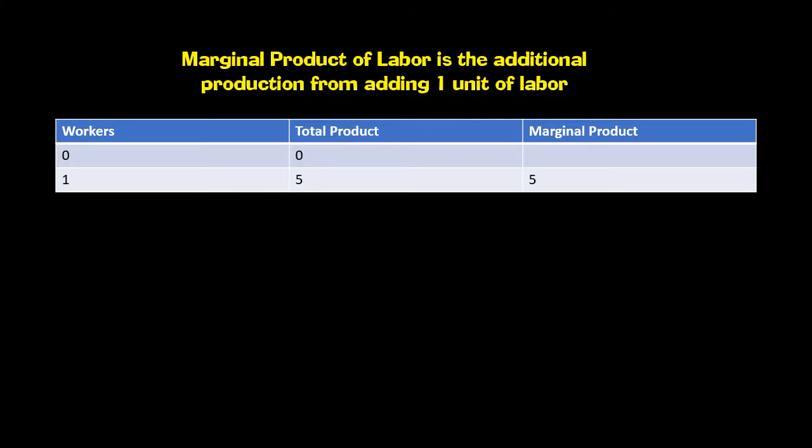All right, so let's do some simple, stupid math. We have some terminology. Total product is the output that we're producing. So maybe it's how many burritos we make per hour that we work. Okay? The marginal product is the additional production we get from adding 1 unit of labor. So as I go from, say, 1 worker to 2 workers, the additional production I get from that second worker is that worker's marginal product.